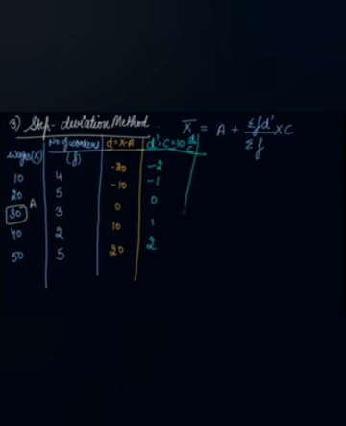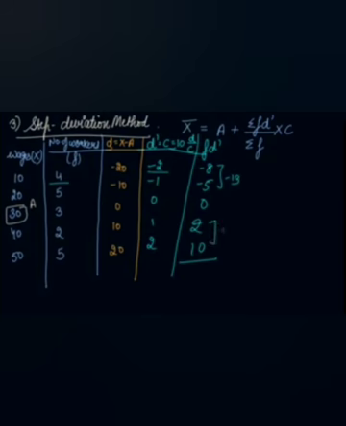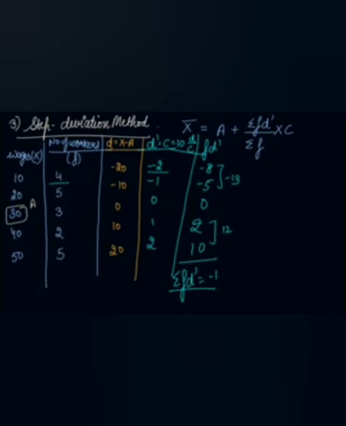Now you will find out the F D dash. Multiply the D dash with the frequency. You get -8, -5, 0, 2, 10. So -8 minus 5 is -13, and 2 and 10 is 12. So summation F D dash you will get is -1. Summation F you will get 19, same as before.